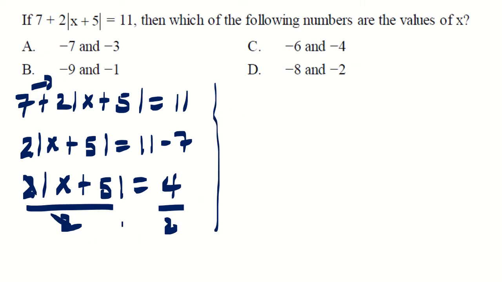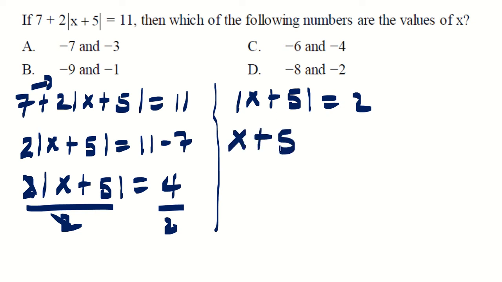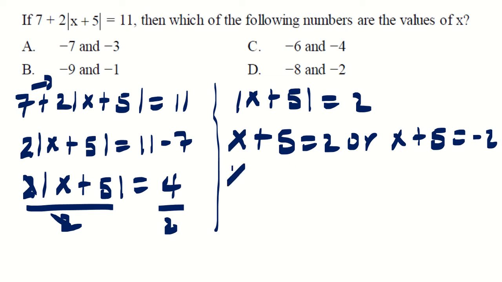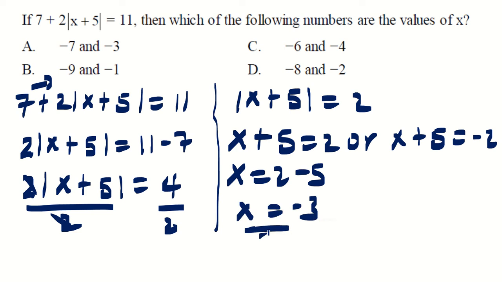So what is left now? To the left side we have x plus 5 is equal to 2 because 4 divided by 2. Now the next step, if this absolute value has a positive result here, it will have two possible outcomes. That means x plus 5 is equal to 2 or x plus 5 is equal to negative 2. So let's do separately. x is equal to 2 minus 5. That means x is equal to negative 3. This is one of the answers.